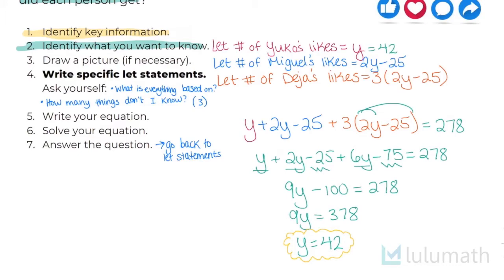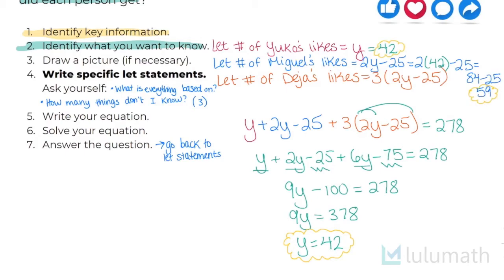For Miguel, we know it's represented by 2y minus 25, and we know that y is 42. So I can just do 2 multiplied by 42 minus 25. So I end up getting 84 minus 25, which is 59.